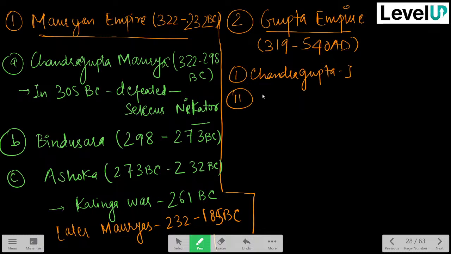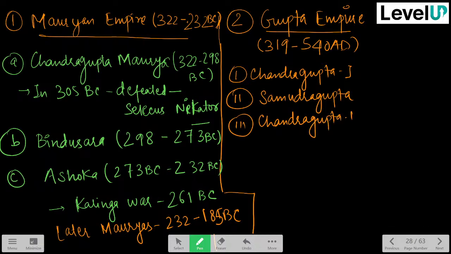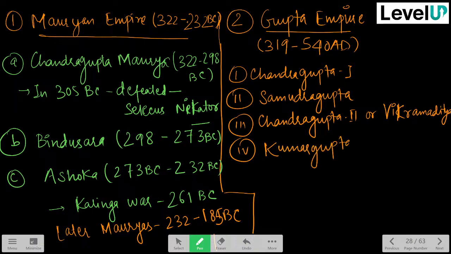Thereafter, it was Samudragupta. Then came the very famous ruler Chandragupta II, who was also known as Vikramaditya, right? The fourth ruler was Kumar Gupta I, and the fifth ruler was Skandagupta.